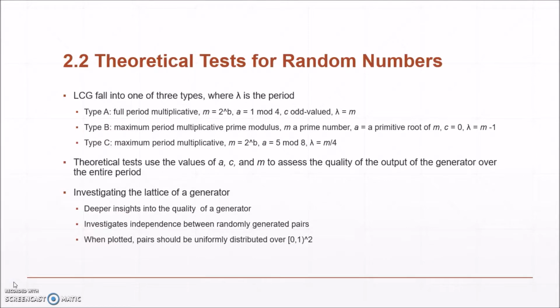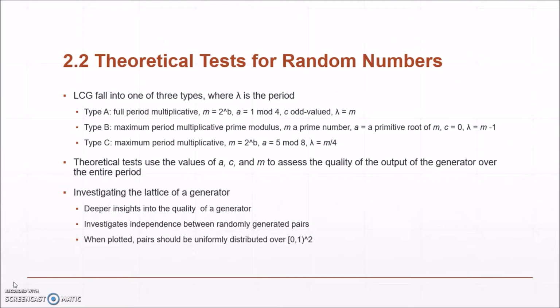So what are some theoretical tests for random numbers? Linear congruential generators fall into basically one of 3 types, where lambda is the period. In the first type, we call it a full period multiplicative. It's where we set our m equal to 2 raised to the power of b. We've seen this when we looked at a 32-bit system in the beginning. We set that as 2 raised to the power of 32, or 2 raised to the power of 31 minus 1 sometimes. Anyways, continuing on, we set a equal to 1 mod 4, and c has to be an odd value with lambda equal to m. In other words, the period has to be equal to m.